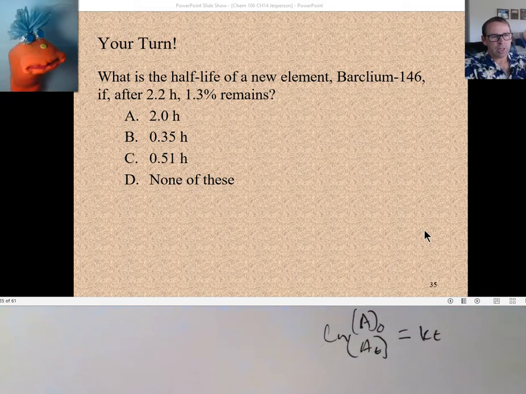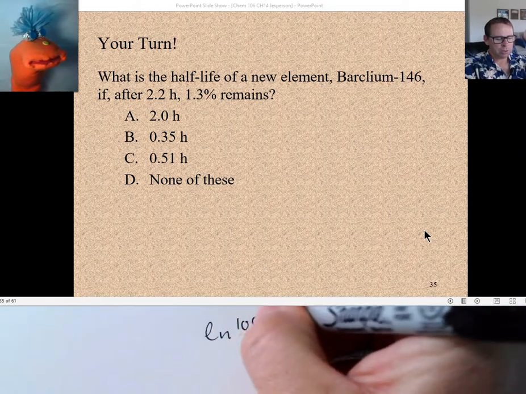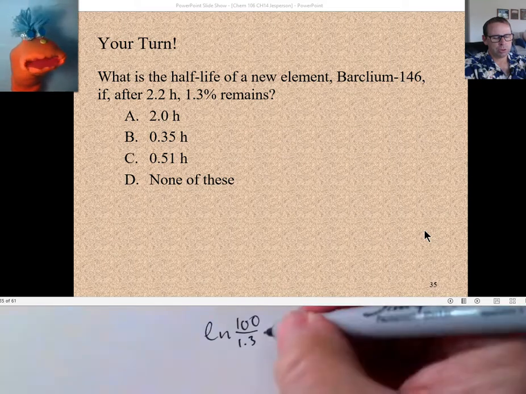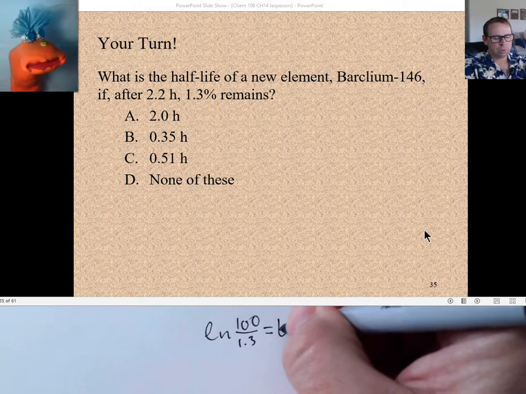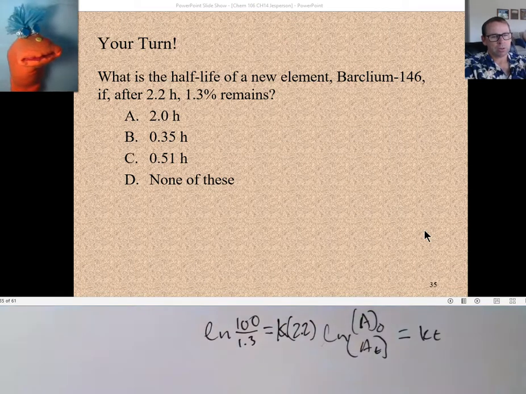Okay, very good. And what do we do here? 1.3% remains, so you could write 100 over 1.3. All right, good. Natural log of 100 over 1.3. That's how much remains. We want to know the half-life, though. That's after 2.2 hours, so you can say equals k times 2.2 hours. Okay, very good. This is in hours now, but that's all right. Our half-life is going to be solved in hours. Now, we don't know k for the reaction.